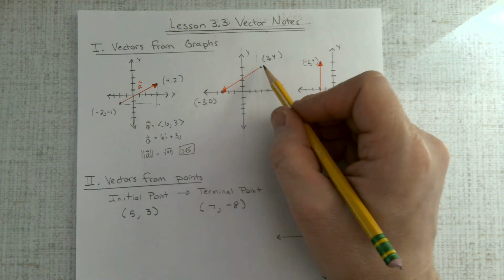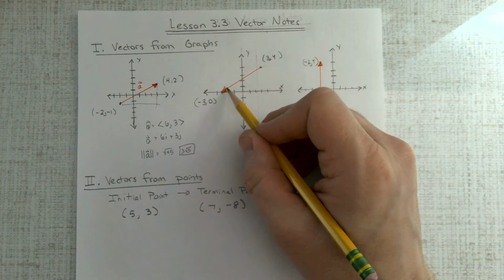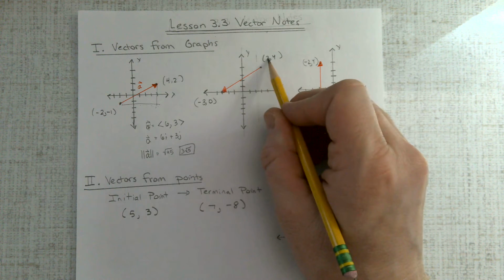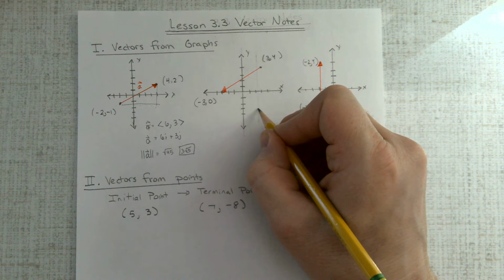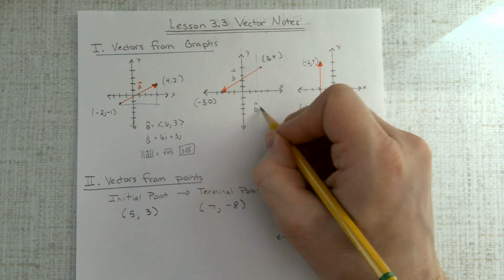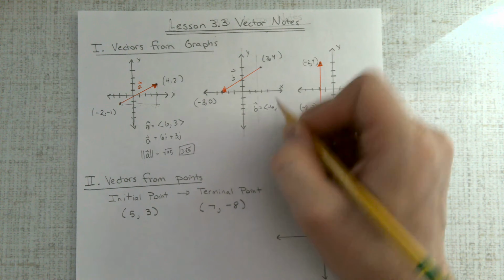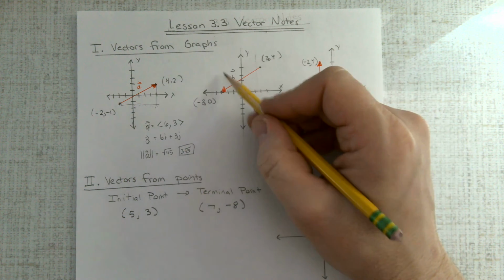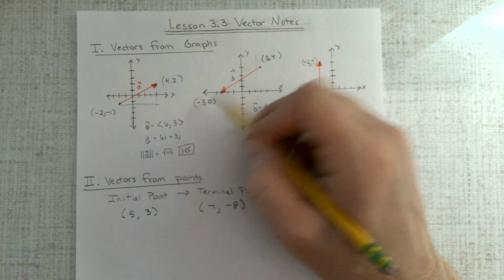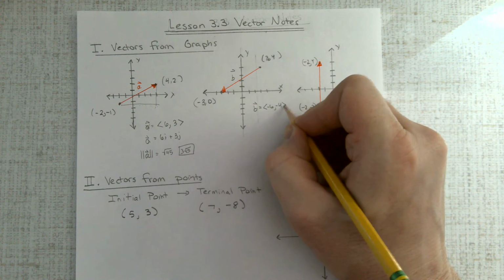Alright, on the next one, well, what are we doing here? We're going from up here down to here. Well, let's figure out the horizontal change. -3 minus 3, it's -6. So let's call this vector B. Vector B is -6, 6 to the left, and then it goes down from 4 down to 0. 0 minus 4 is -4.